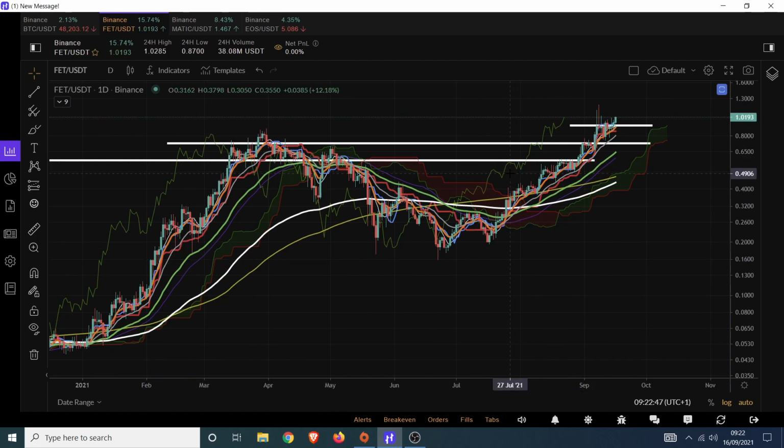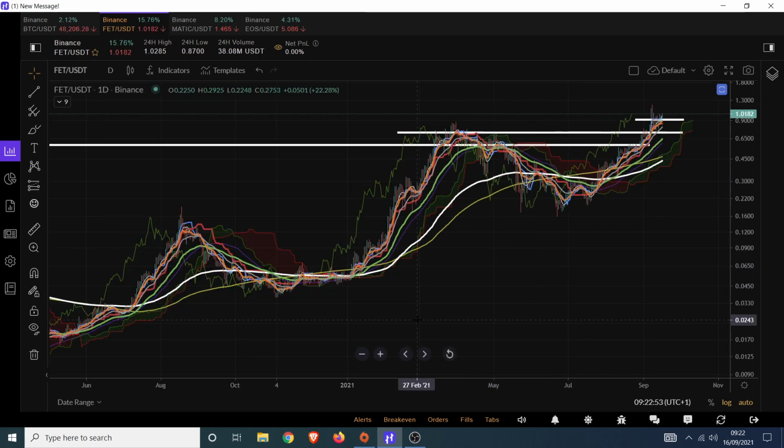Now on the daily we don't have a signal like that on Fetch, but what we do have is a weekly signal, which would mean weekly continuation. So it doesn't mean that it's going to go up 10x from here. It doesn't mean it's going to go up 2x. It's just a signal, right? It doesn't dictate how high it's likely to go, although usually I would expect it to do a decent move.